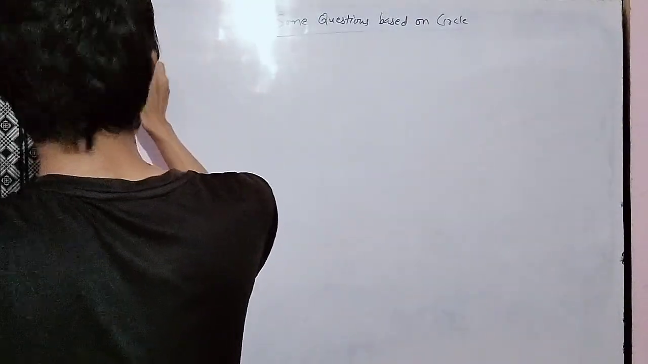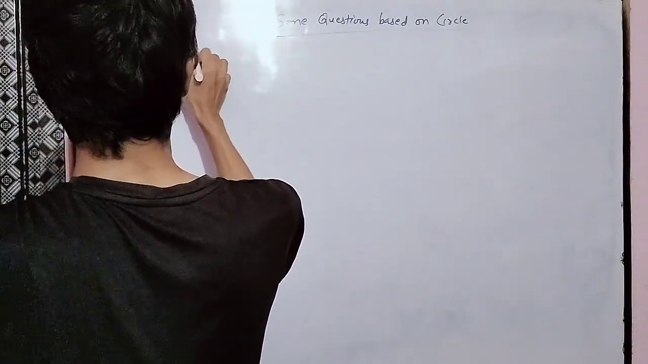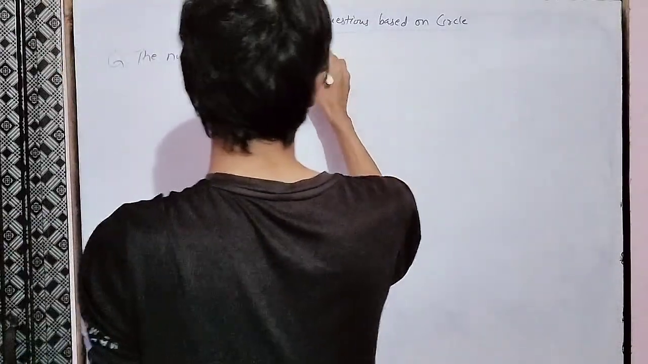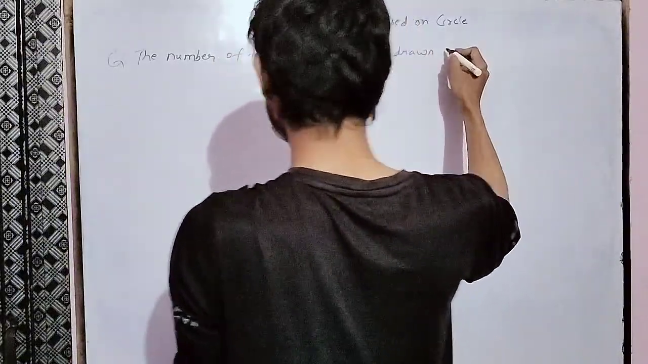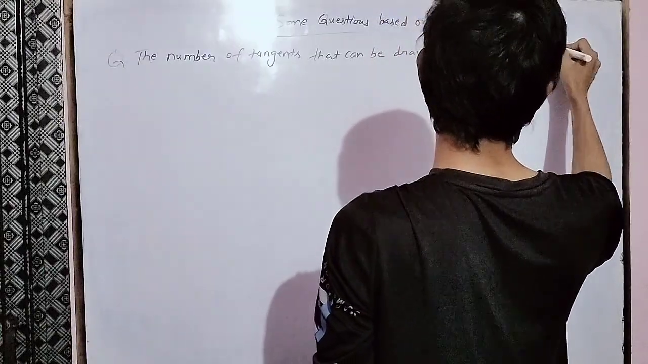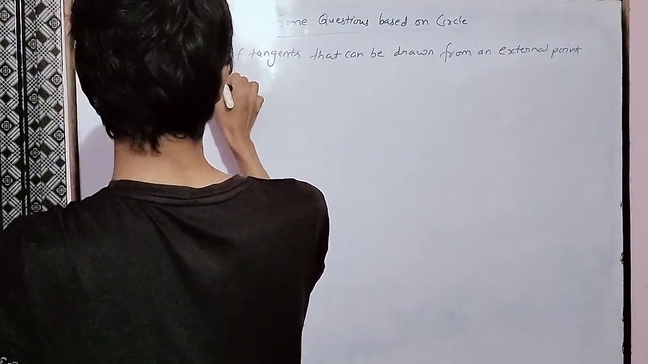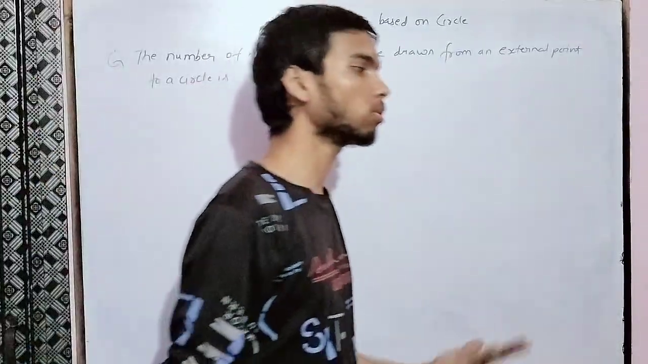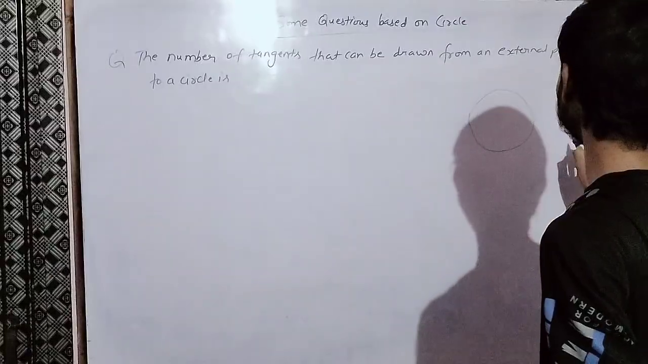Question is saying the number of tangents that can be drawn from an external point to a circle. So here you have to answer how many tangents can be drawn from an external point to a circle. This is a circle and there is an external point.